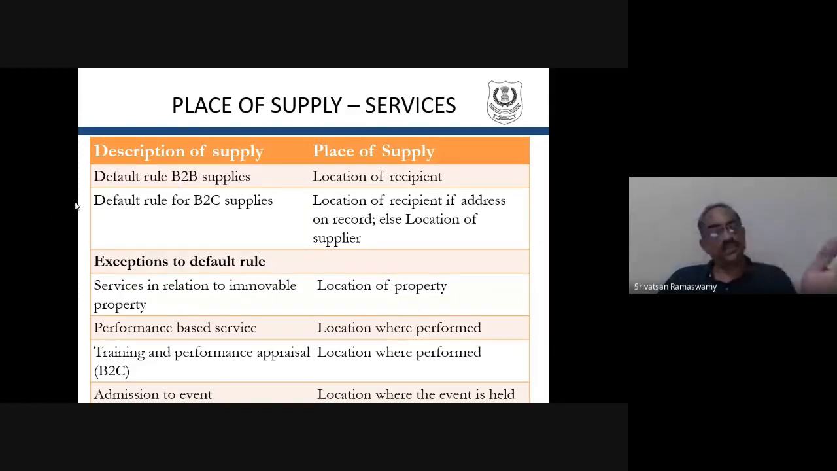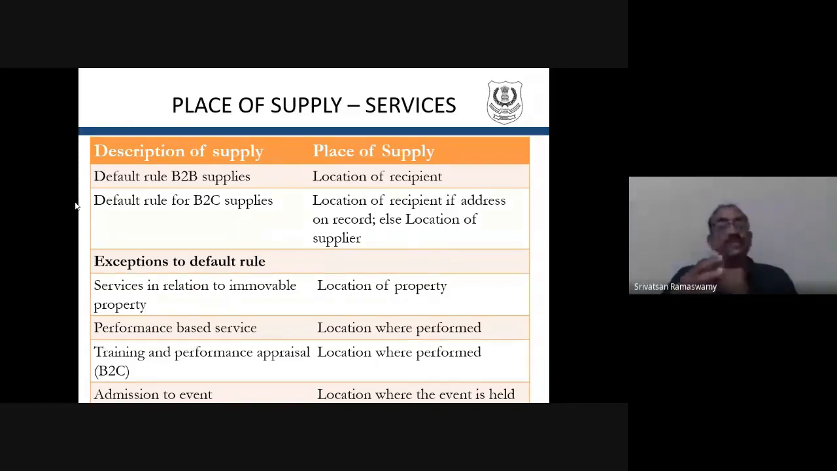So the supplier is also registered, the recipient is also registered, which means that the location of the supplier and the location of the recipient is very well known, established, and therefore the place of supply shall always be the location of the recipient in case of services, because services are intangible. You cannot see. Goods movement you can see, whereas services you cannot see the movement. So it has to be determined according to the recipient's location. So it is always the location of the recipient in case of B2B transaction.